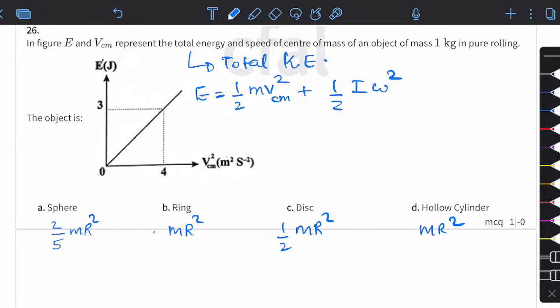If you're smart, you can immediately eliminate ring and hollow cylinder because both of them have the same moment of inertia. So either both of them should be correct or none of them should be correct. And both are not an option in this test, right? But anyways, our job is to find out the moment of inertia, or at least to find the fraction that comes in front of the moment of inertia.